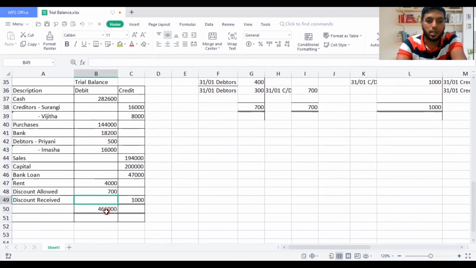466,000. And then I'm going to add this part, guys. 16,000, 8,000, 194,000, 200,000, 47,000, and 1,000 is also giving the same value. So now if my balance is getting balanced, then of course my adjustment is completely correct. Then I have done the sum correctly. Now I hope you guys understand this sum. I hope you understood it much better.